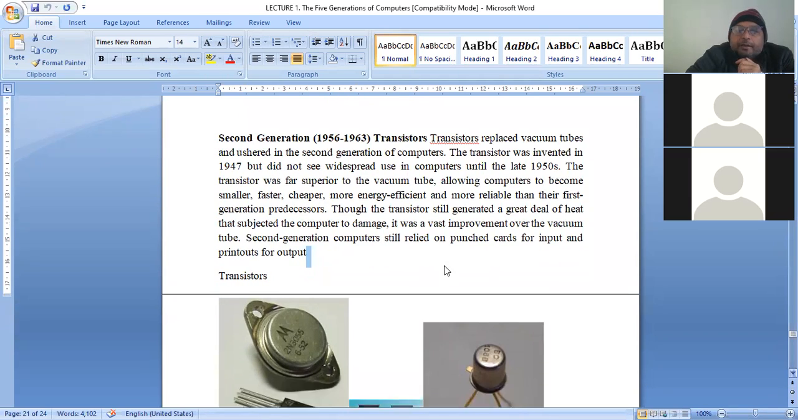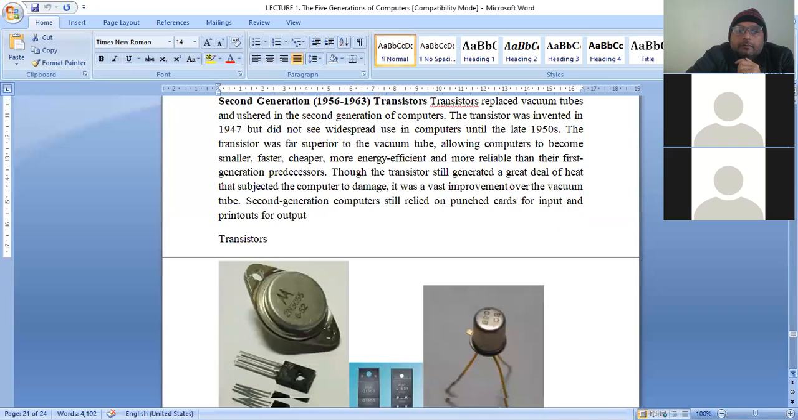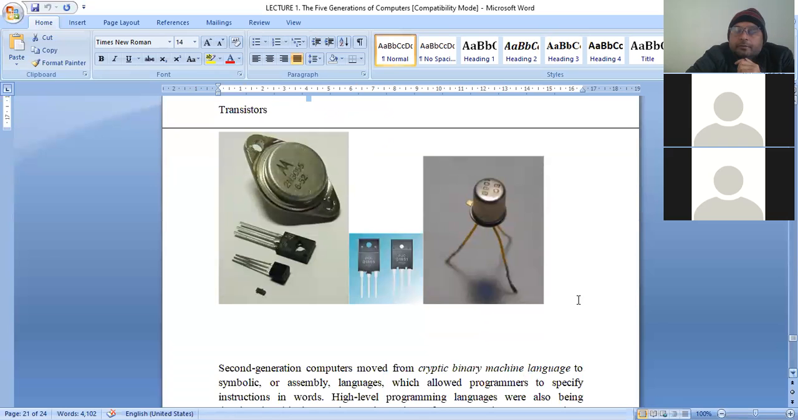So still they relied on punch card for input. In the second generation also, as in the first generation, they used punch card for input and printout for output. For input and output they used the same thing, but the vacuum tube was replaced by the transistor in the second generation of computers. So this is the picture of transistors.